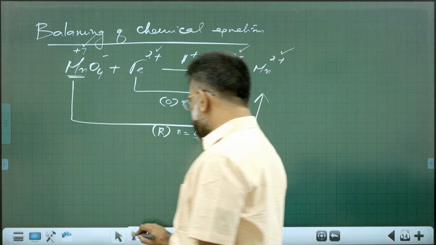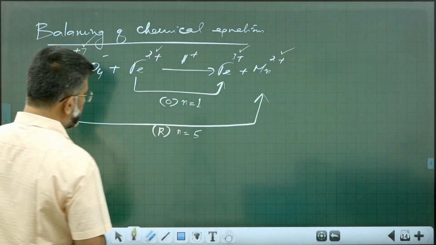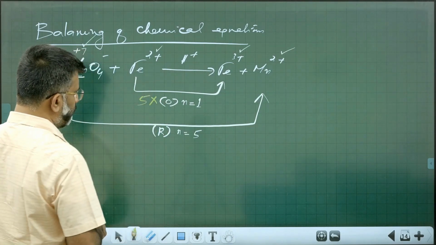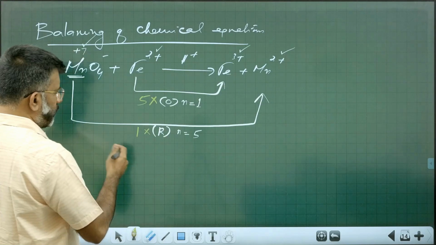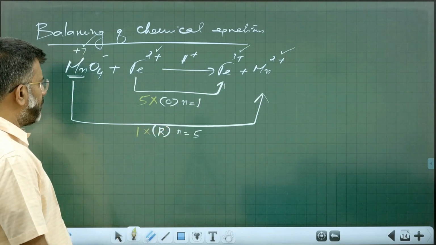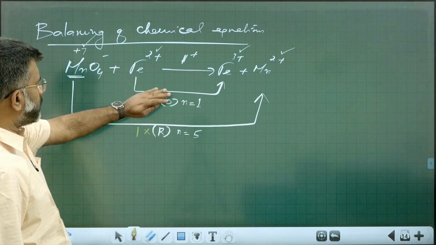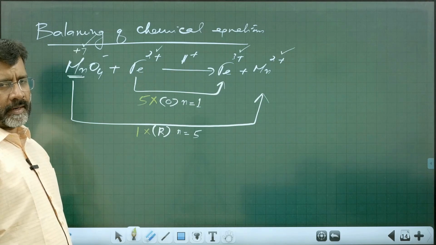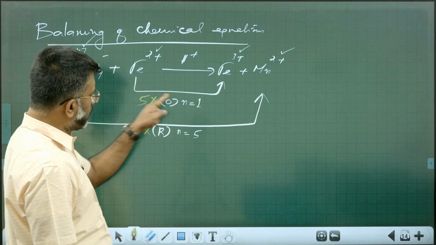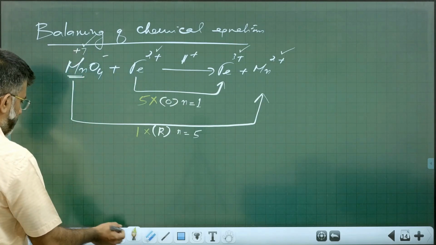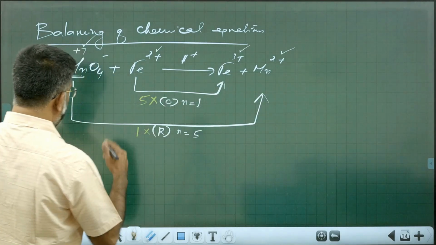What do you do? It is just cross multiplication: multiply oxidation with 5, and here multiplying with 1, which is no different, because it is the same. So the oxidation reaction you can multiply with 5, right? So that the number of electrons will become 5 here, and already it is 5 here. So what you get is the new equation.